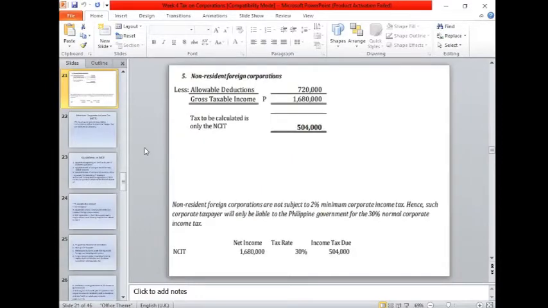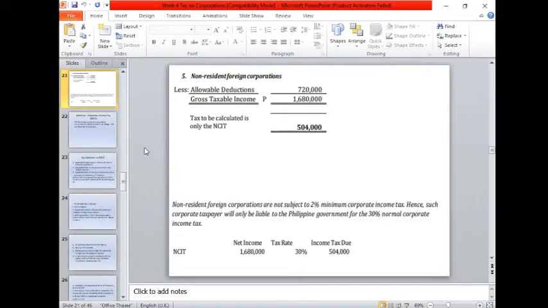And for the non-resident foreign corporations, please take note, they are not entitled to the minimum corporate income tax. So the normal corporate income tax should apply the 30% to the gross taxable income. So the gross taxable income, of course, is 1,680,000. The question is, why, sir? Why is it that that's a gross taxable income, not the net? Because they deducted the allowable deductions.